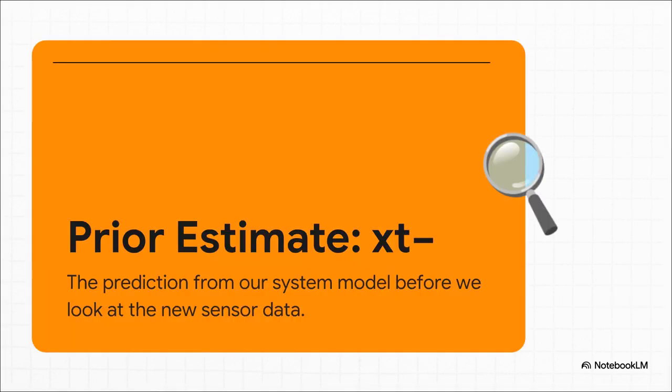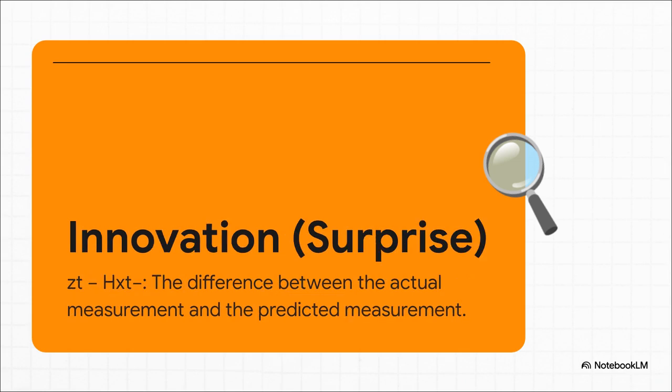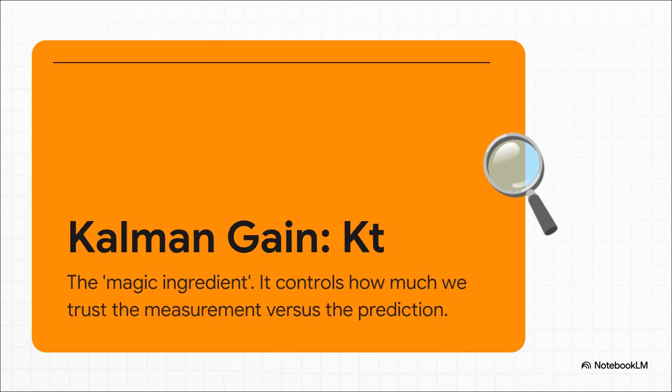So let's walk through it. Everything starts with our prior estimate, x_t minus star. This is just our model's best guess, our prediction, before we look at any new data from the sensor. Then comes the really interesting part. This term in the parentheses. This is the difference between what our sensor actually measured and what our model predicted it would measure. You can think of it as the surprise. It's a measure of how wrong our initial guess was. And that surprise gets multiplied by our magic ingredient, K_t, the Kalman gain. This single value is the key to everything. It decides exactly how much of that surprise we should pay attention to when we make our correction.